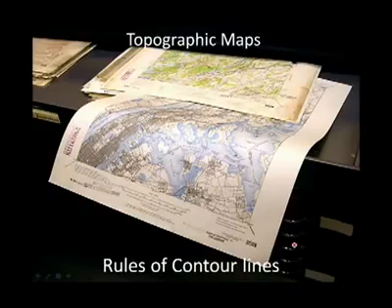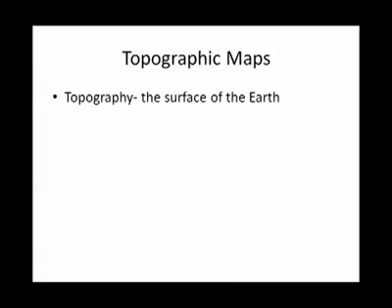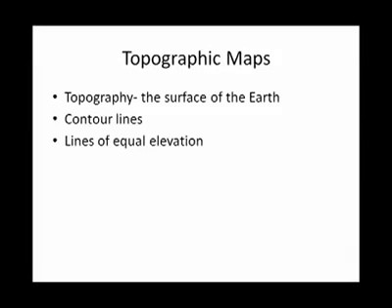Topographic maps will tell you everything a normal map will tell you, the location of a road or the name of a lake, but topographic maps tell you so much more. They tell you the topography of the surface of the earth. They do that by means of little brown lines called contour lines, and they are lines of equal elevation.